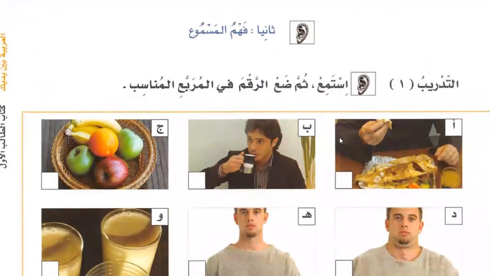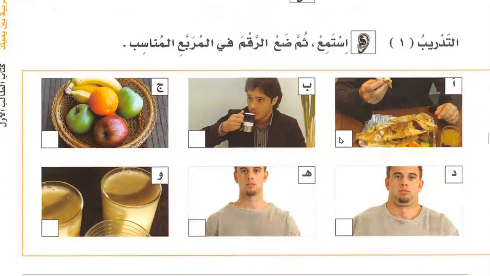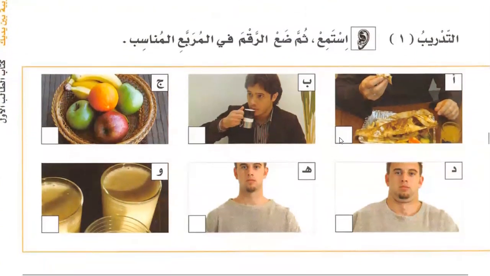التدريب الأول: استمع (listen) ثم ضع الرقم (put the number) في المربع المناسب (in the appropriate box). He is asking you to listen, then put the number in the appropriate box. So I will say a certain sentence and you write one on that picture.